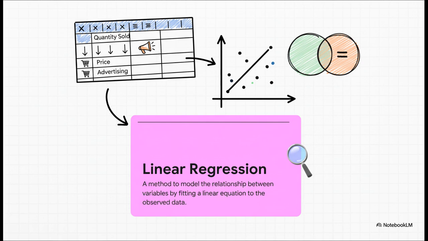And yeah, there's a little bit of jargon here, but I promise it's easy. The thing we're trying to predict, in our case, quantity sold, is what we call the dependent variable. It makes sense, right? Sales depend on other things. And those other things, price and advertising, are our independent variables. They're the things we can control and change to see what happens.